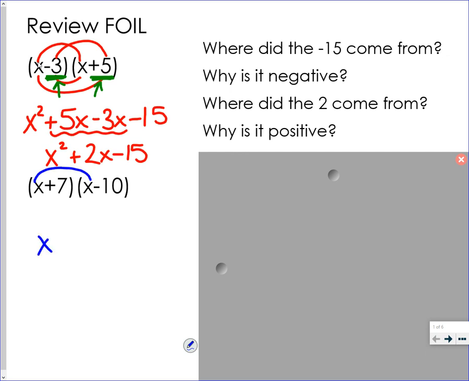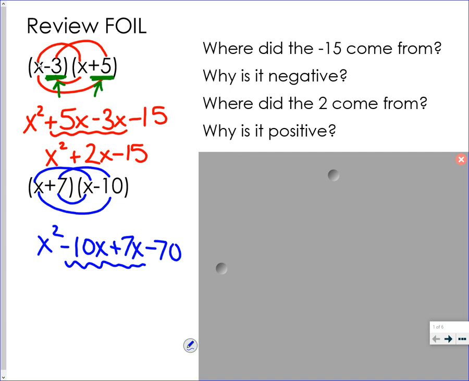Now let's take a look at the second problem. X times x is x squared. X times a negative 10 is a negative 10x. 7 times x is a positive 7x. And then 7 times a negative 10 is a negative 70. So again, these middle terms match. I'll get x squared minus 3x minus 70.